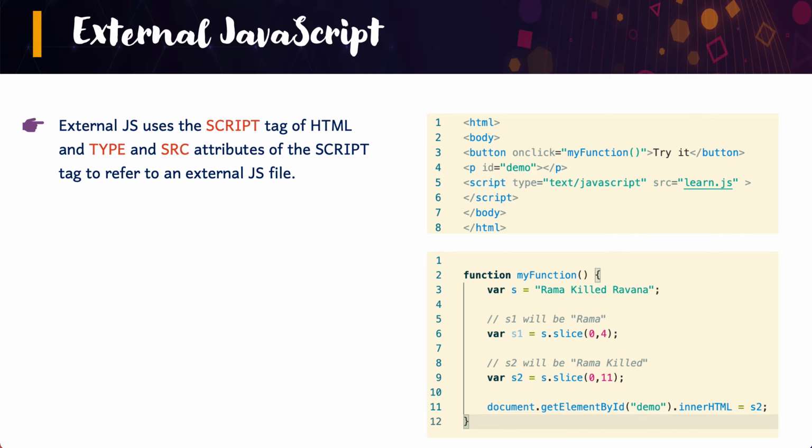External JavaScript uses the script tag of the HTML the same way as before, the same tag as before. However, instead of the JavaScript being the content of the script tag, we are not using the content part. We are using the type and src attributes of the script tag to refer to an external JavaScript file.